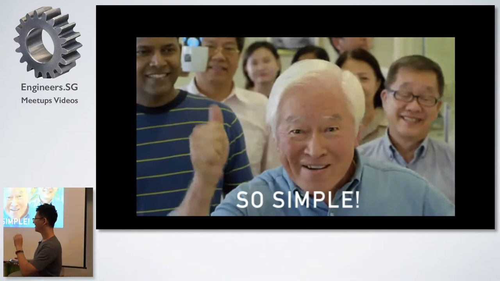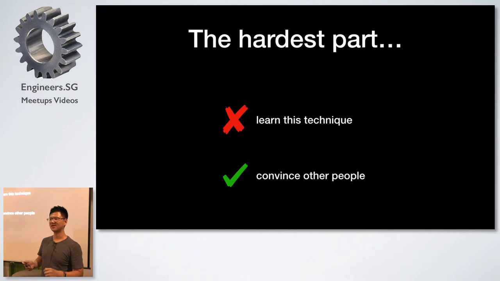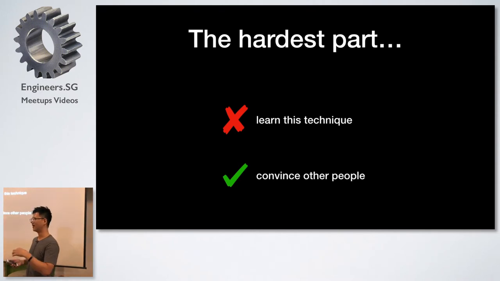So actually, at this point, you already know how to simplify your code and reuse your test code without using before and let. You get the idea, and everyone is happy, right? No. The reason is that the hardest part is actually not learning a technique. The hardest part is how do you convince other people? Because if you don't have a good reason, why would people use something that they are not familiar with, when the old way is easy for them because they are familiar with it?